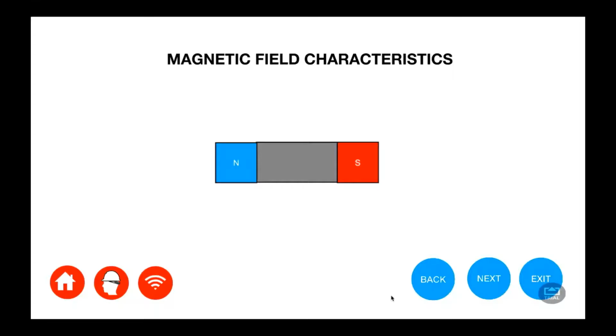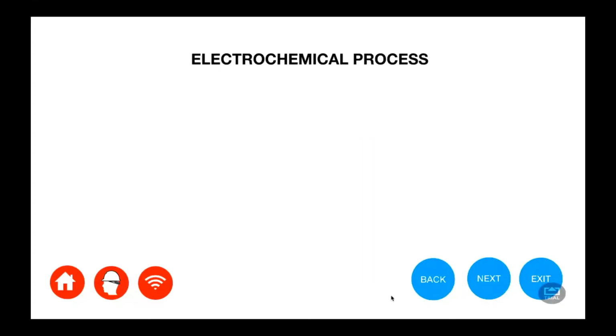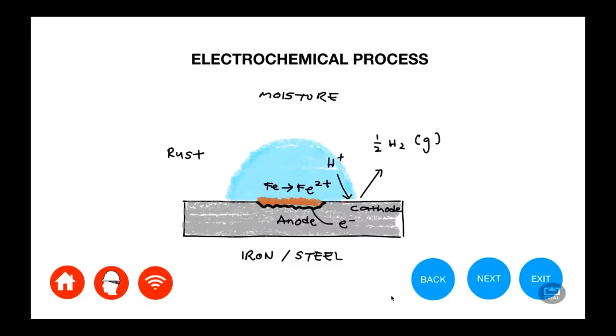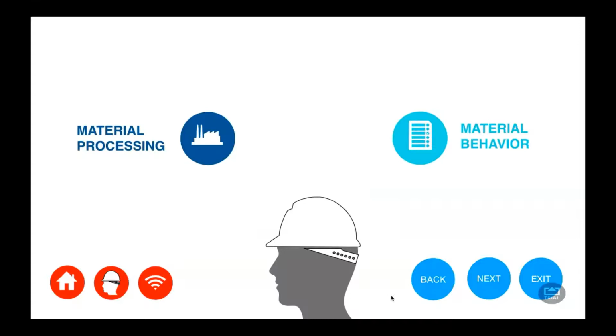Then they go to magnetic field characteristic. I know it seems a bit off in terms of the content, but just assume that this is your content, right? So you can always put next, whatever is related to your content. So this one is about corrosion, how the steel behaves when it is exposed to moisture and creates rust, right? So if they already completed this material behavior, they can always tap on the sheet to go back to the plant inspector, and go back to the material processing.